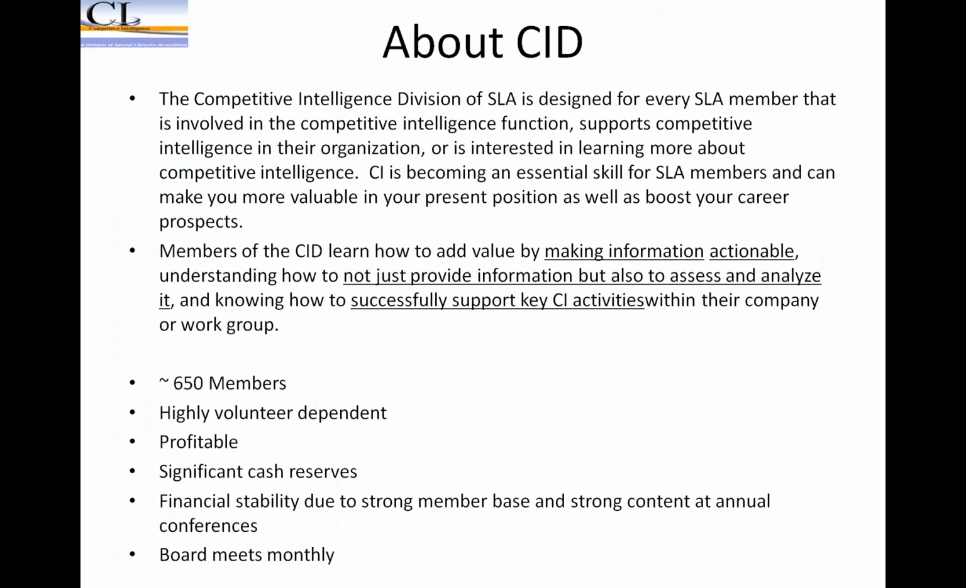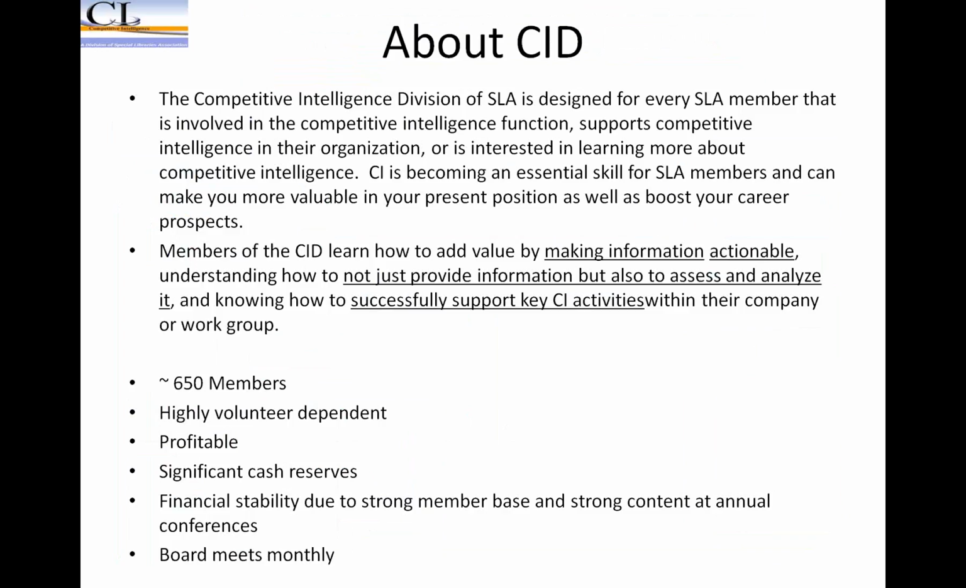A little bit about the Competitive Intelligence Division. This division was started primarily to involve people in SLA who support competitive intelligence in their organizations or are interested in learning more about CI. It's becoming an essential skill for all SLA members as we look to adding value within our organizations, and CI lends itself very nicely to providing people with an opportunity to do that. The CI division allows us to present content to you and to provide members who are looking to do something a little bit different with their library background an opportunity to do so.